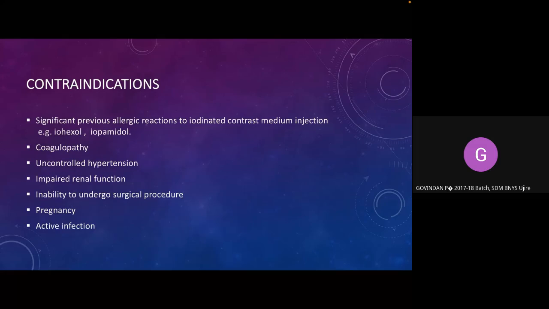A contraindication is a severe anaphylactic reaction to the iodinated contrast. As I told you, iodinated contrasts are used here, barium contrasts are used for the GIT. Examples are iohexol and iopamidol. Okay, these are two, you don't have to remember the names. And if there is any coagulopathy, what are coagulopathies?